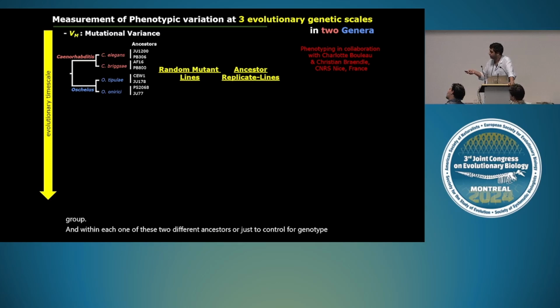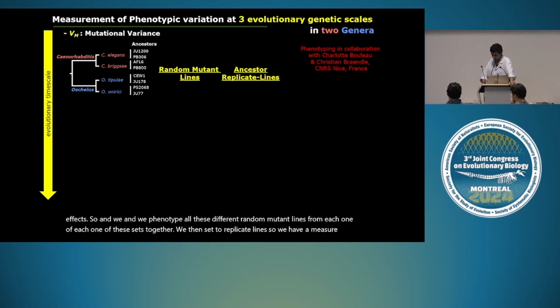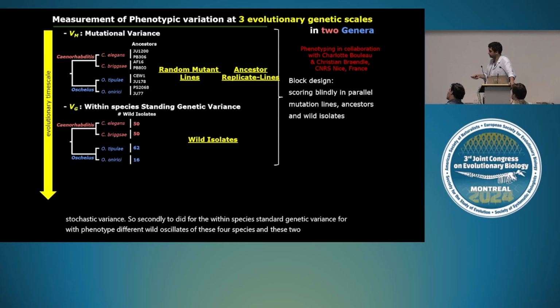So we phenotyped all these different random mutant lines from each one of these sets together with ancestor replicate lines, so we have a measure of its stochastic variance. Secondly, we did the within-species standing genetic variance, where we phenotyped different wild isolates of these 4 species. These two parts were done in a block design and were scored in parallel, so we didn't know what we were scoring. So then we can have a good partition of the variance.